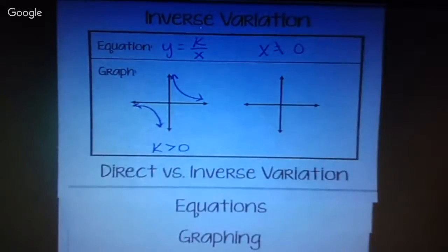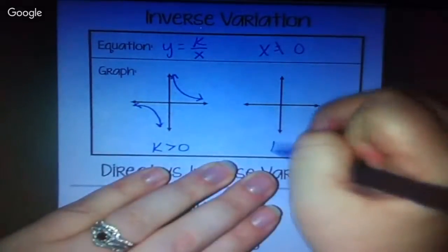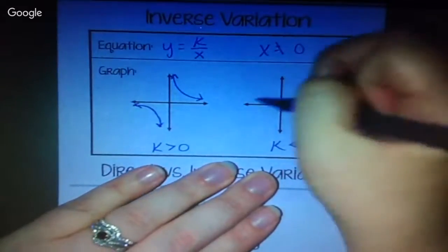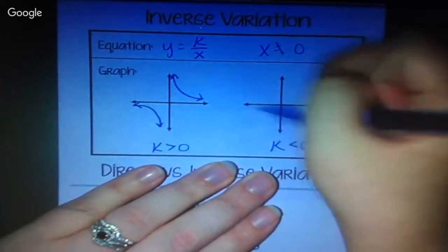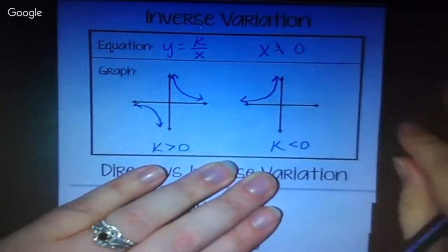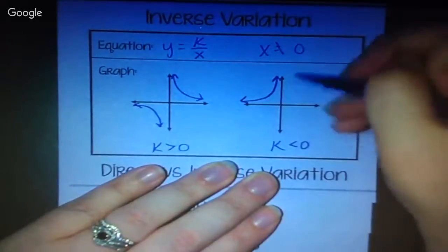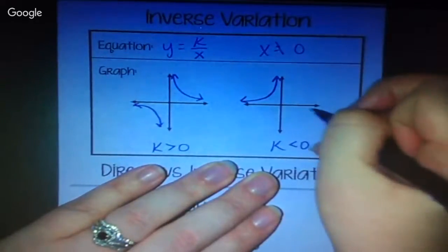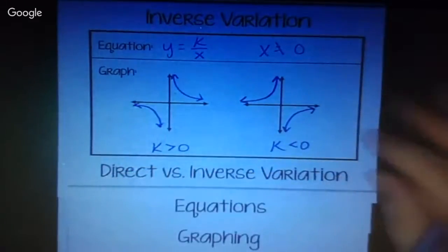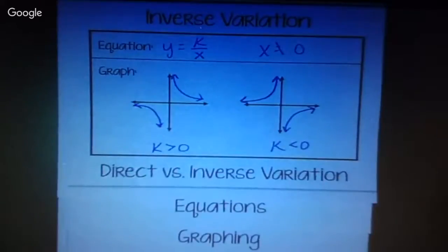If I flip this and reverse it and make it k is less than 0, that flips my graph. So this one on the left that would curve down is now up here and it curves up. And the graph that was normally up here in the first quadrant goes down here in the fourth quadrant. Questions?